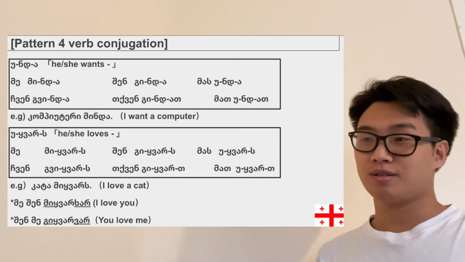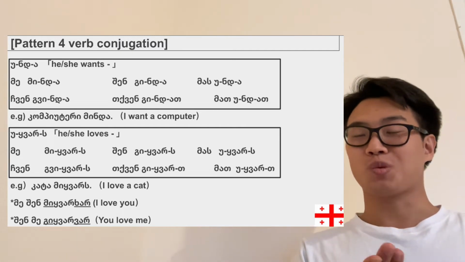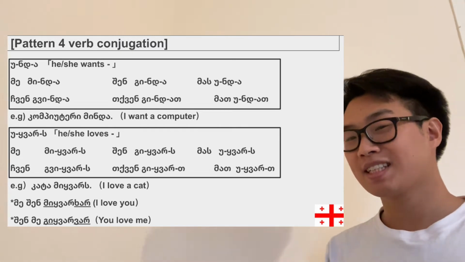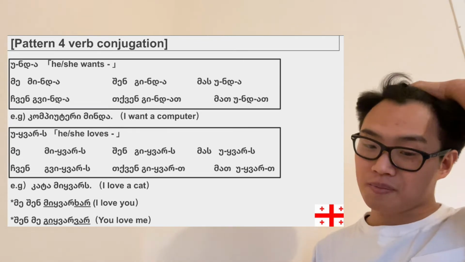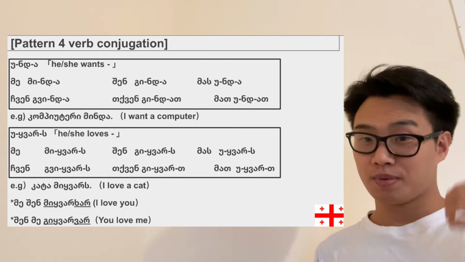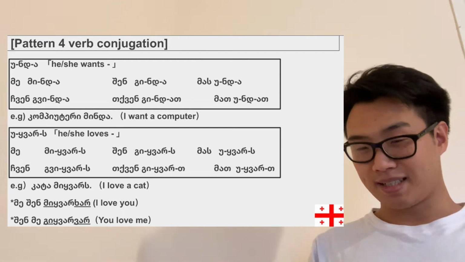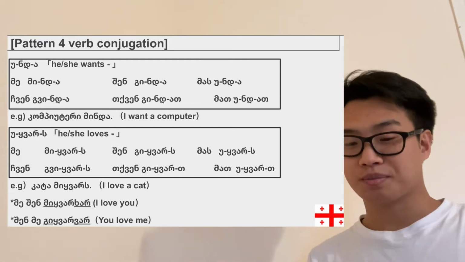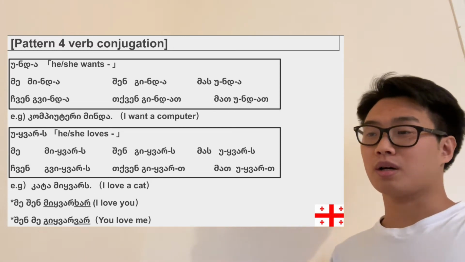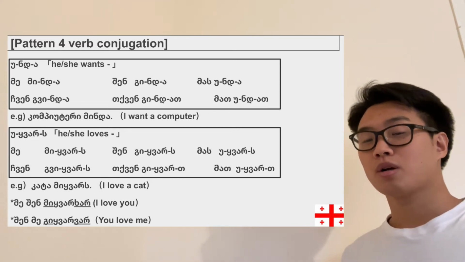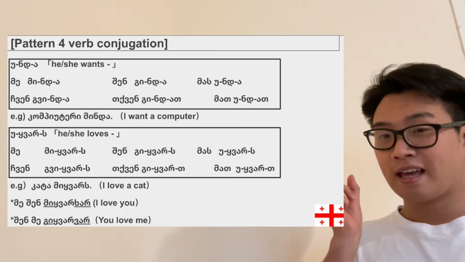Shenginda, you want. And mas, dative case, unda. Chwen gwinda, tkwen gindat, and mat undat. For example, if you want to say I want a computer, in Georgian it will be computeri.